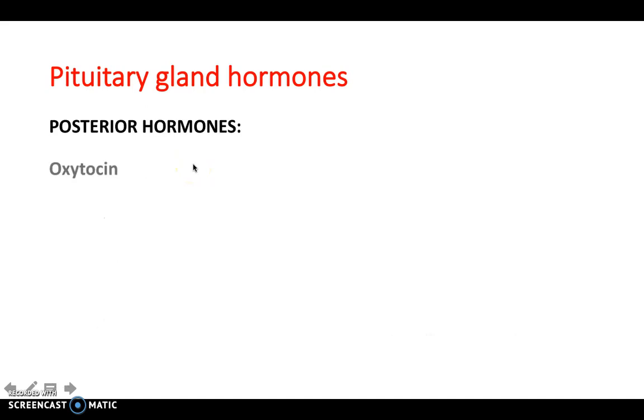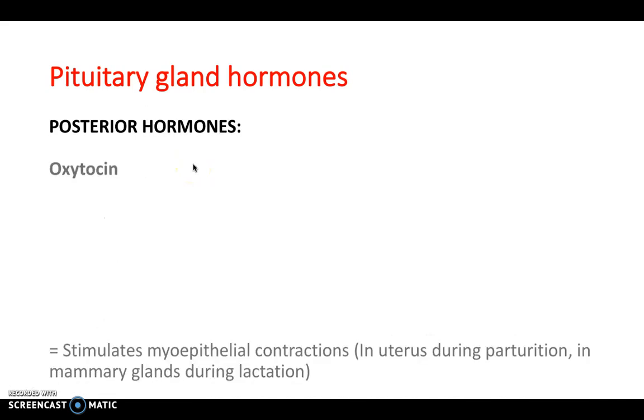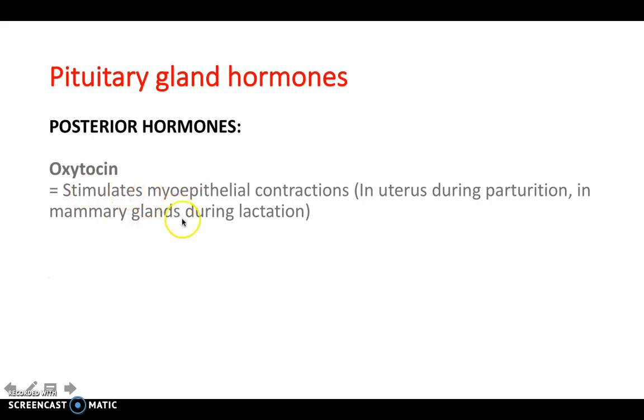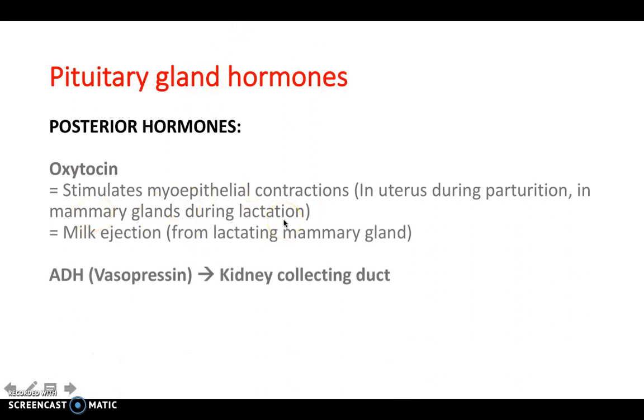With regards to the posterior hormones, there's only two to know about. So we have oxytocin. This stimulates the myoepithelial contractions, in other words, in the uterus during parturition, in other words, during birth, and also in the mammary glands during lactation. So this one's really important in terms of childbearing, childbirth, and then breastfeeding afterwards. And of course you can see that via milk ejection from the lactating mammary glands as well.